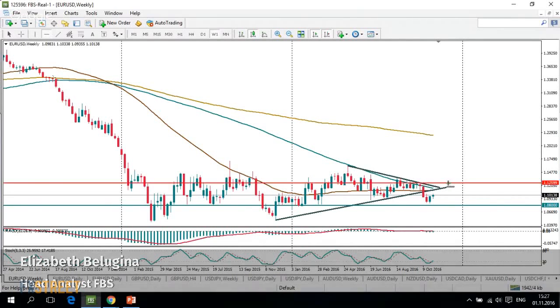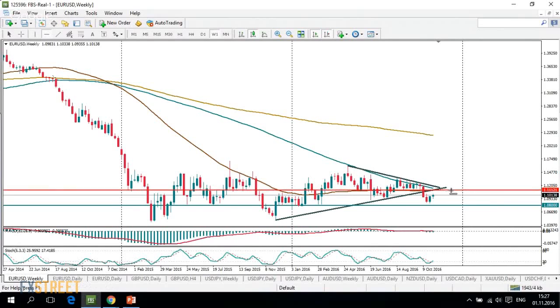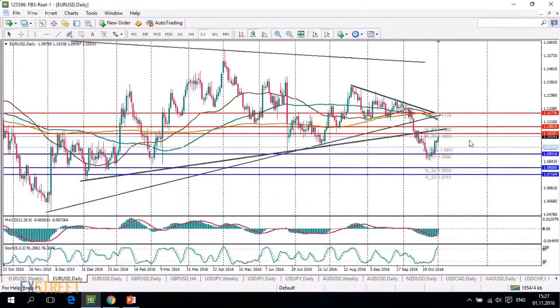On the weekly chart, we can see that resistance is located in the area of 1.11, 1.1120. This is the 50-week moving average, and also the previous support line and now resistance line, which is connecting the minimums of November 2015 and minimums of this summer. Now we switch to the daily chart.